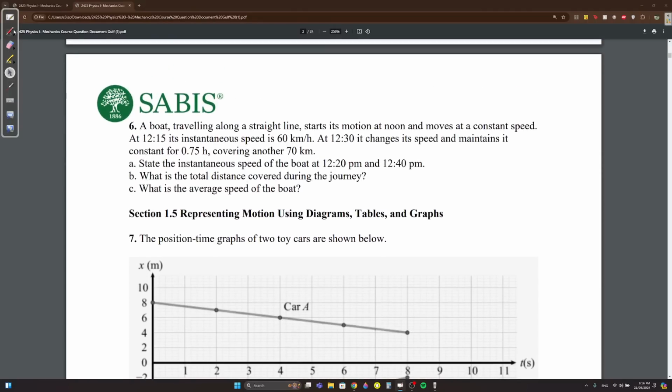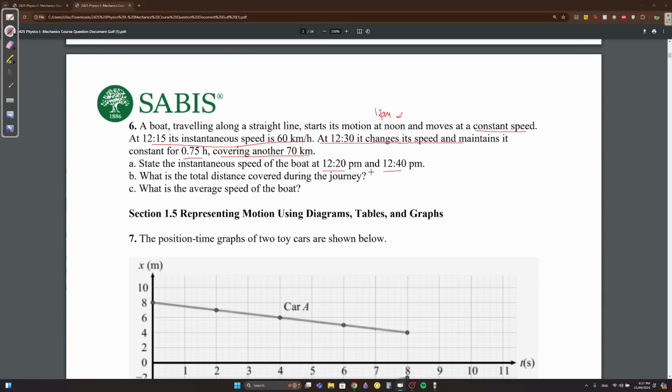Traveling along a straight line, it starts its motion at noon. Noon means 12 p.m. Okay, and it moves at a constant speed. At 12:15, its instantaneous speed is 60. At 12:30, it changes its speed and maintains it constant for 0.75 hours, covering another 70 kilometers. State the instantaneous speed at 12:20 and 12:40.